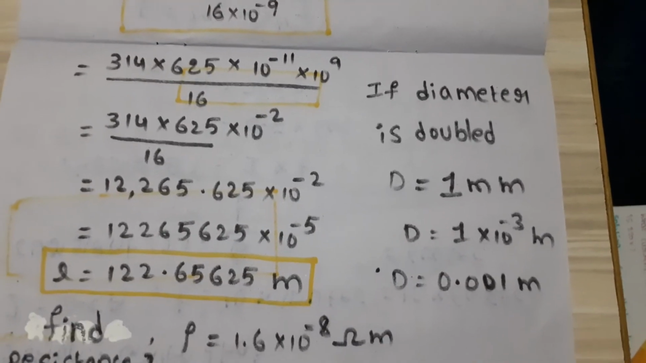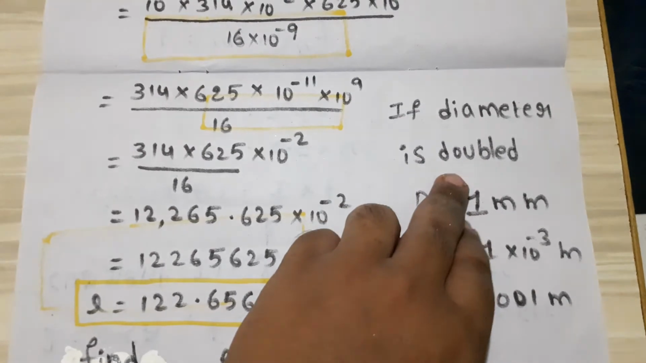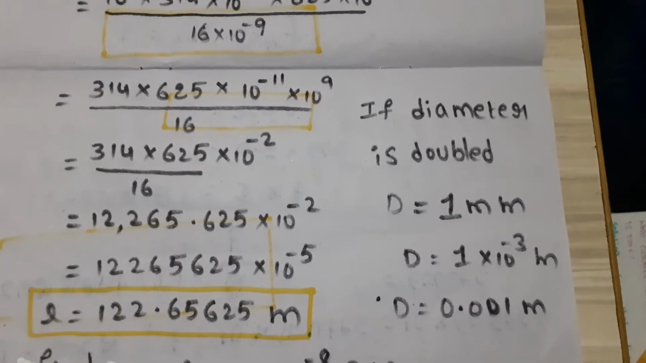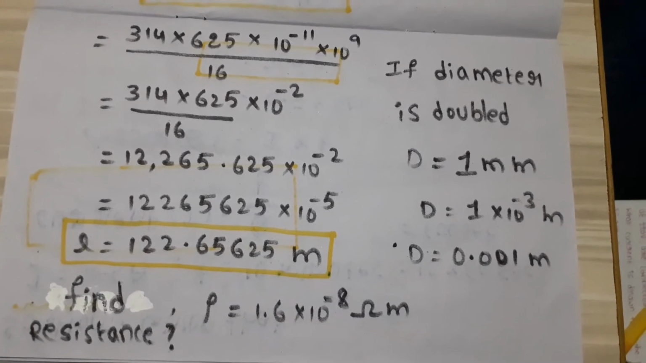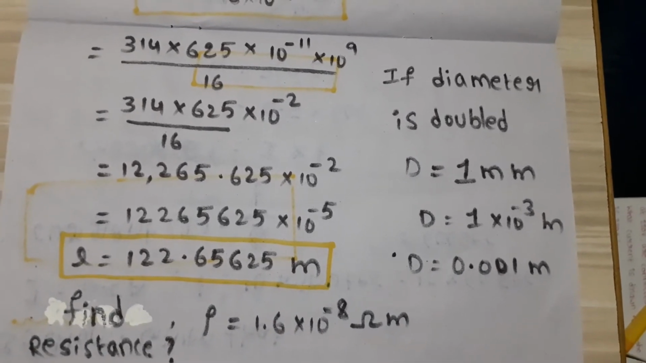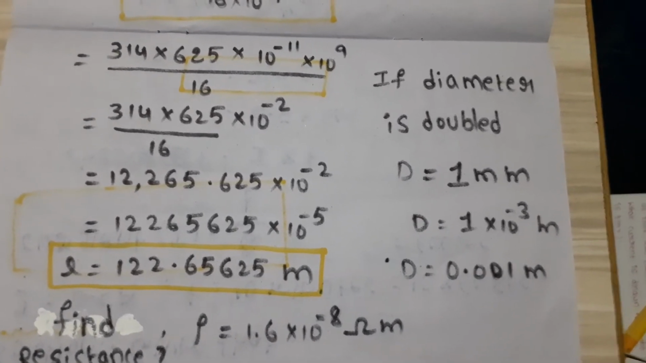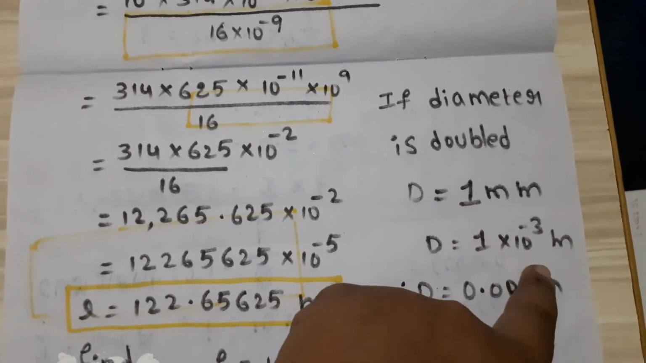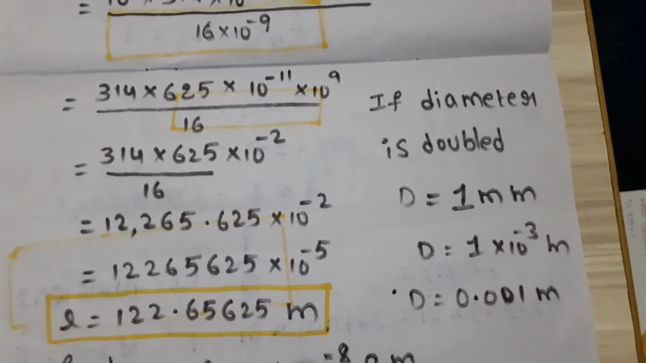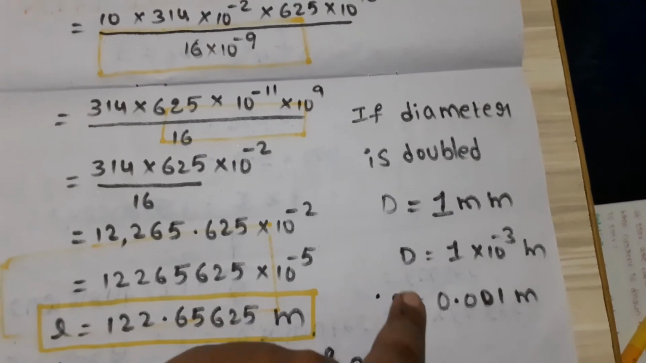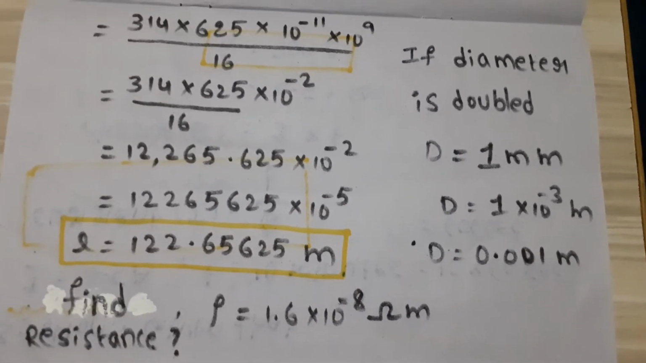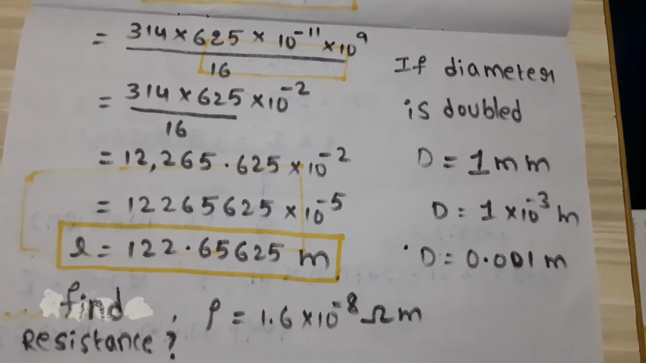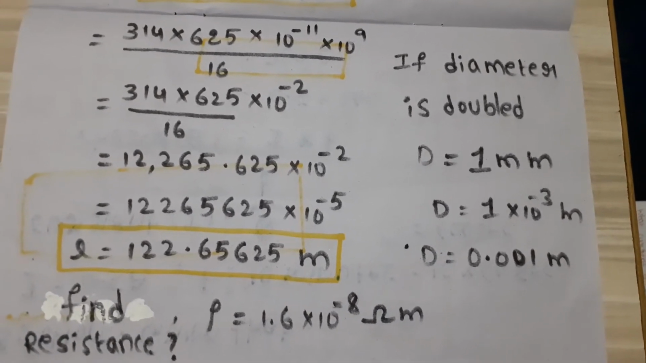So second thing, if the diameter is doubled, so original diameter 0.5 millimeter, it gets doubled to 1 millimeter. So again milli value is 10 to the power of minus 3 meter. So the total diameter value d equal to 0.001 meter. So here we have to find out the resistance R value.